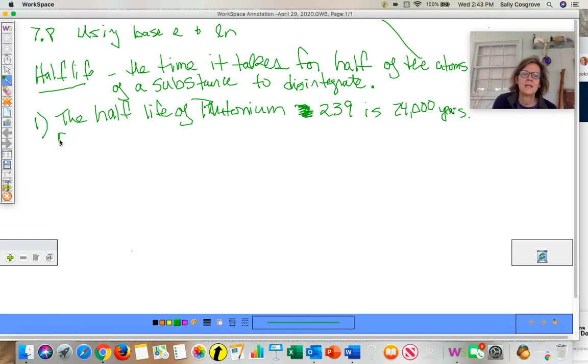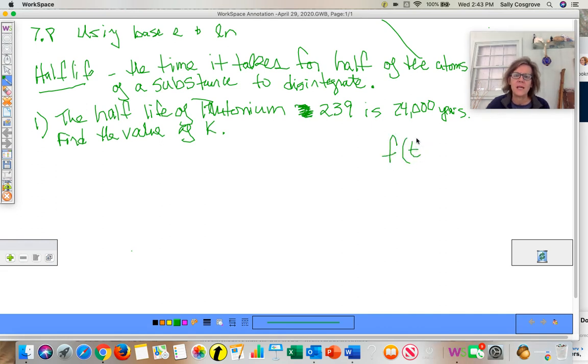Now it says find the value of K. So you're like, wait, I don't even have an equation. Well, you're right. It's in the book, but we'll write it out for you. When we're talking half-life, we're always talking decay, not growth. So we're going to use the decay formula, which is over here. F of T, it might say Y, same thing. F of T equals A times e to the negative KT power.